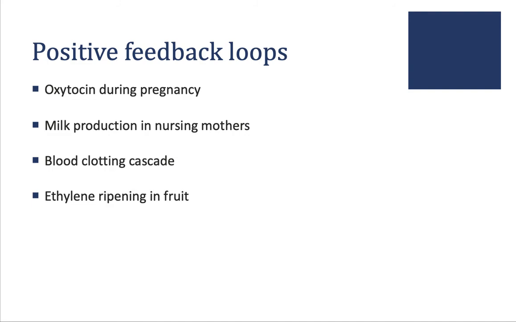And the last one, not in humans, is ethylene ripening in fruit. This is why you have a banana or an avocado on the counter, and they're green and not ripe, and then all of a sudden they're super overripe. What happens is a little ethylene is being released. Ethylene is in charge of ripening. So ethylene is released, which makes it ripen, which makes more ethylene produced, which makes it ripen even more. And so that is what happens with ethylene. So these are examples of positive feedback loops.